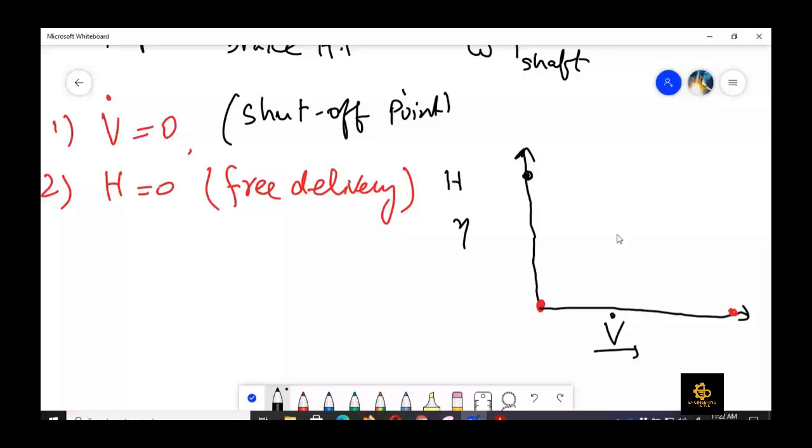This is the net head, and we call it H available, available to do useful work. And for the efficiency, if we plot it, it would look something like this. It can be higher than that. Just to make sure that there is no confusion, let me draw it again here.